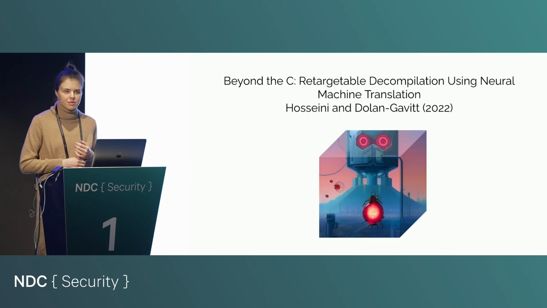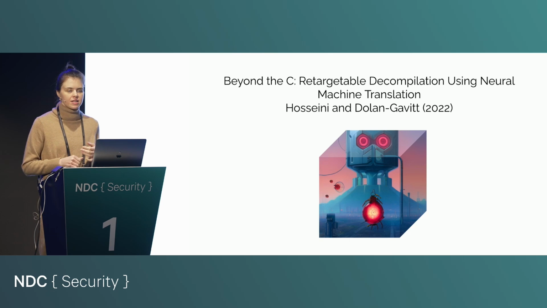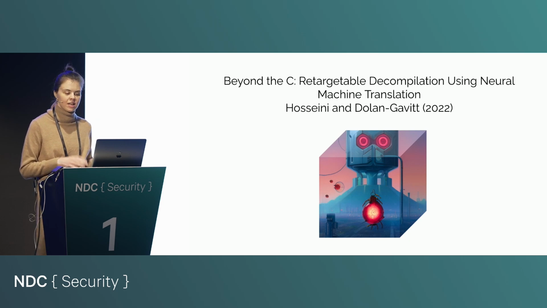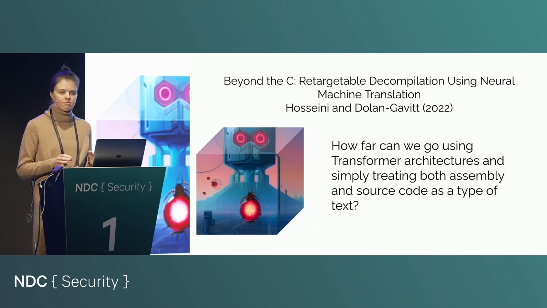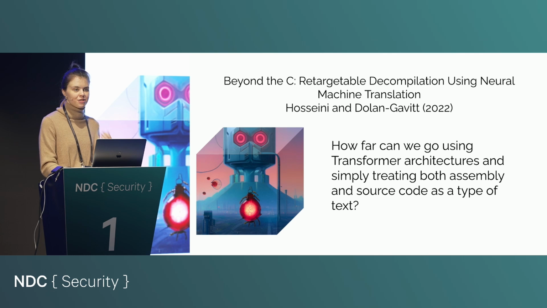But a recent paper that was actually just published at the end of last year does exactly this. So it takes the question of, what if we don't do any pre-processing? What if we just say, you know what, assembly is just some special form of text, and source code is another form of text, and they're just text. And if we treat them as that, and we just use whatever off-the-shelf language model architectures already exist, how far can we get? How far can we get in trying to actually create a model that takes assembly code and then spits out high-level C code?